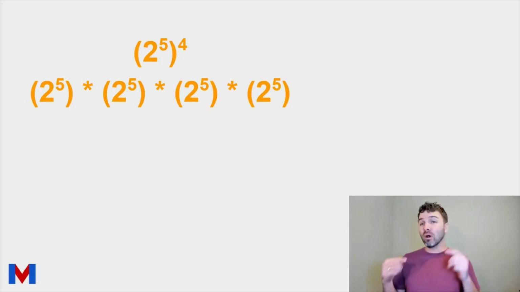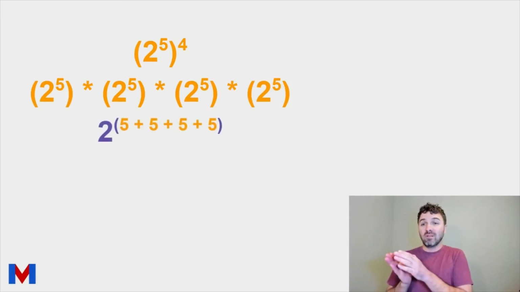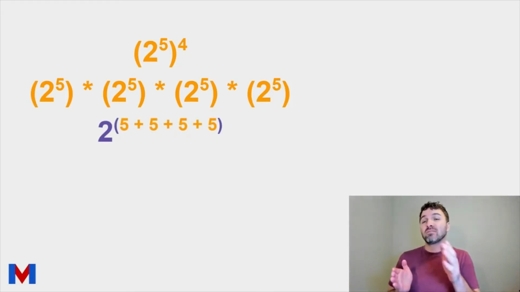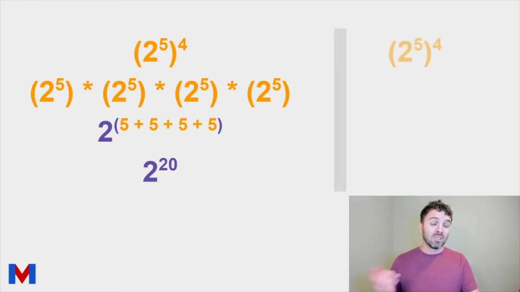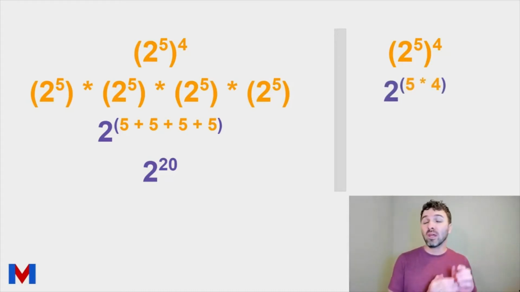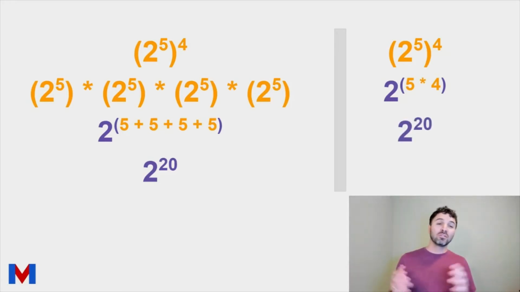And then if we look at our product property, which we used before, then we're just having 2 to the 5th plus the 5th plus the 5th plus the 5th, which is 2 to the 20th power. And you'd be like, isn't there an easier way to do that? Yes. 2 to the 5th to the 4th is the same as saying 2 to the 5th times the 4th, because repeated addition is multiplication, just like repeated multiplication is an exponent. So 2 to the 5th times the 4th is 2 to the 20th power.